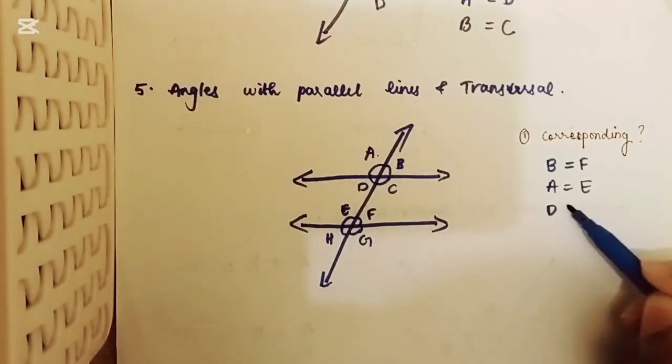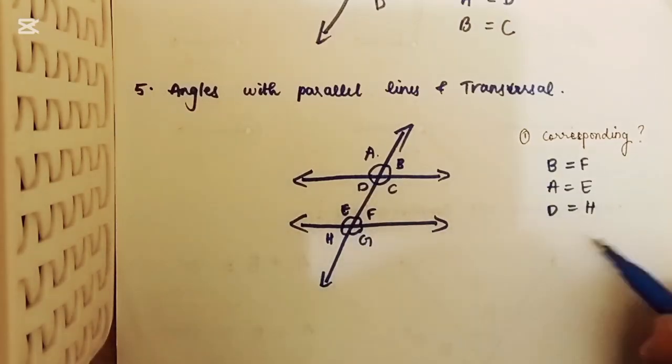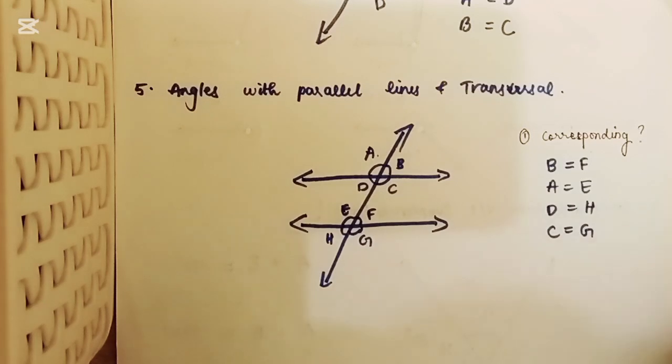Likewise, D and H are corresponding and C and G are corresponding. So this is about corresponding angles, and all corresponding angles are equal.